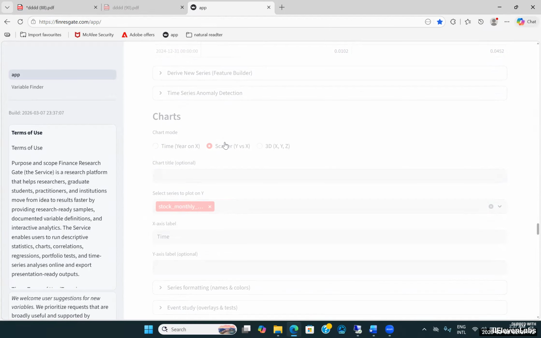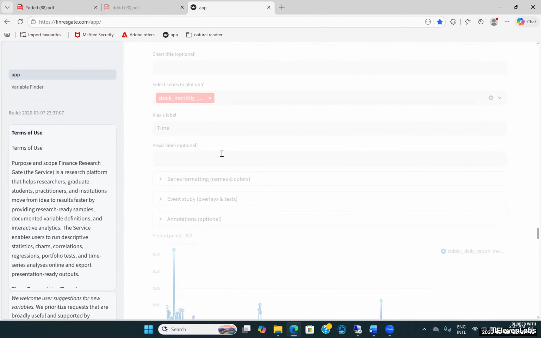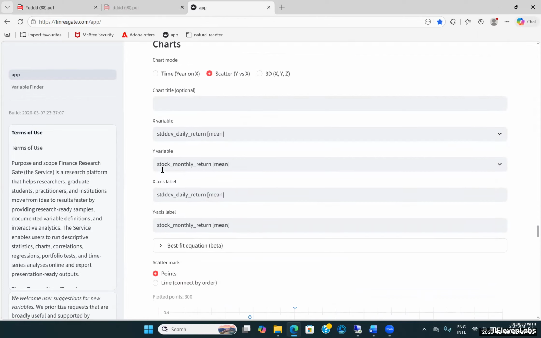However, it is essential that we patiently hold off before we initiate this kind of chart. All right, so for our x variable, that's correct. We're talking about the standard deviation of the daily return, which is essentially the volatility of the asset. And then for y, that's simply the monthly return.